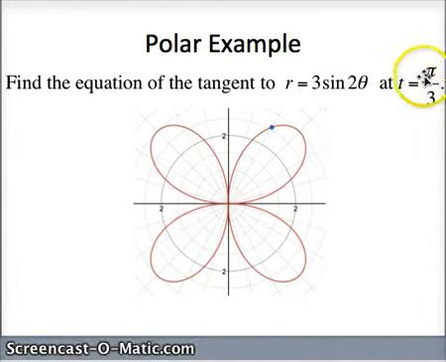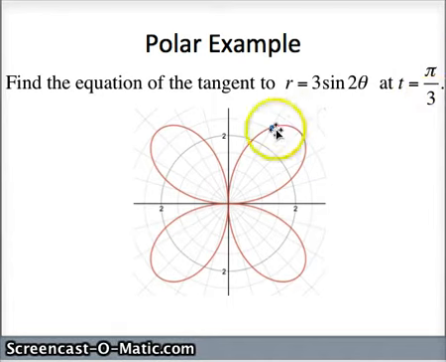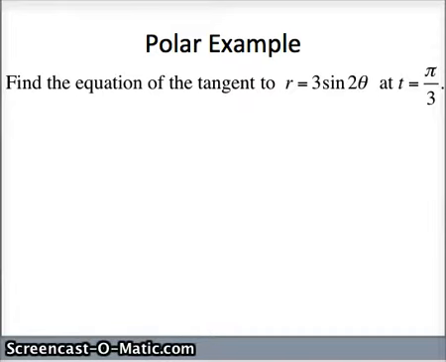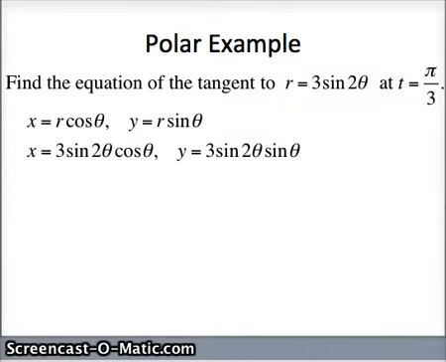Now you'll notice I'm using t here rather than theta because I'm considering this from the perspective of the parametric representation. So recall that x is r cos theta and y is r sine theta. So x is 3 sine 2 theta times cos theta, y is 3 sine 2 theta times sine theta. Just replacing that r function in for r here. Now our t, or actually our theta, would have been a better representation here, so I guess maybe I'll change it now.